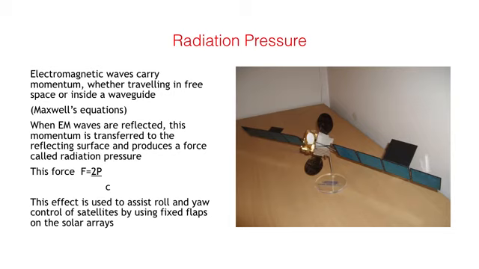The image shows a model of a large communication satellite. Radiation pressure on the fixed flaps mounted off the solar arrays provides assistance to the roll and yaw control system and reduces propellant consumption over the satellite lifetime.